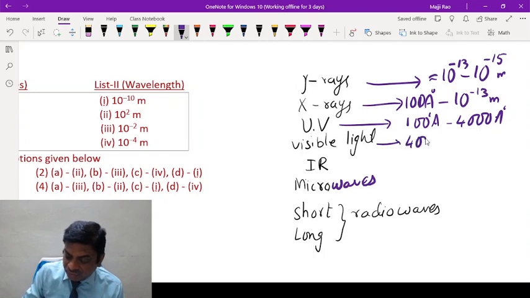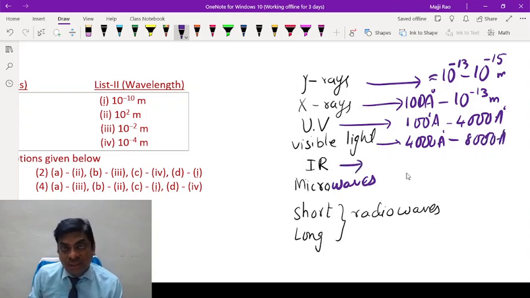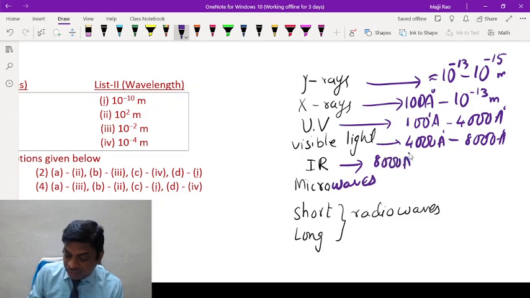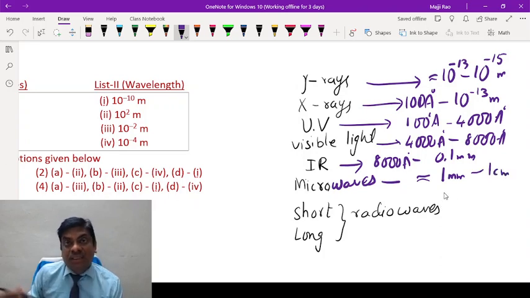Then visible light is from 4000 angstrom to 8000 angstrom. Infrared is beyond 8000 angstrom, maybe it will go up till 0.1 mm. So from 8000 angstrom to 0.1 mm. The microwaves are of the order of 1 mm to 1 centimeter. And radio waves will be of the order of meters. Greater than meters, it can run up till several kilometers also. So short radio waves correspond to meters, and long correspond to several kilometers.